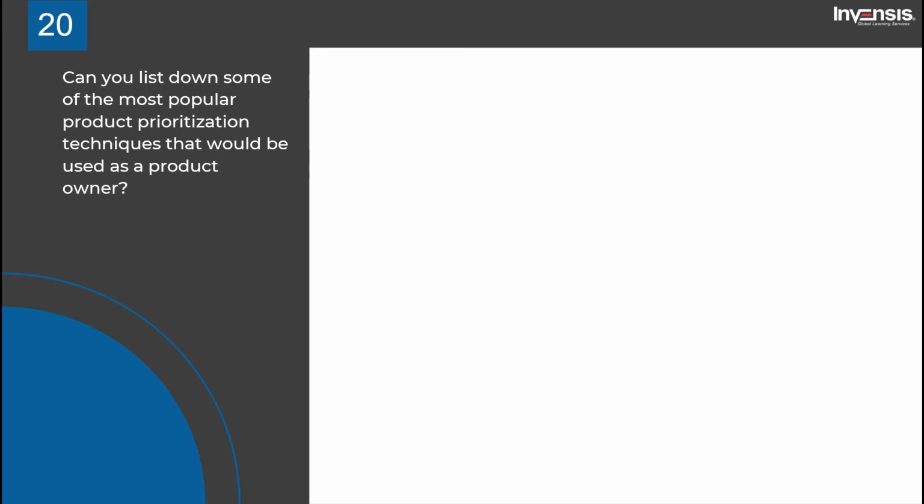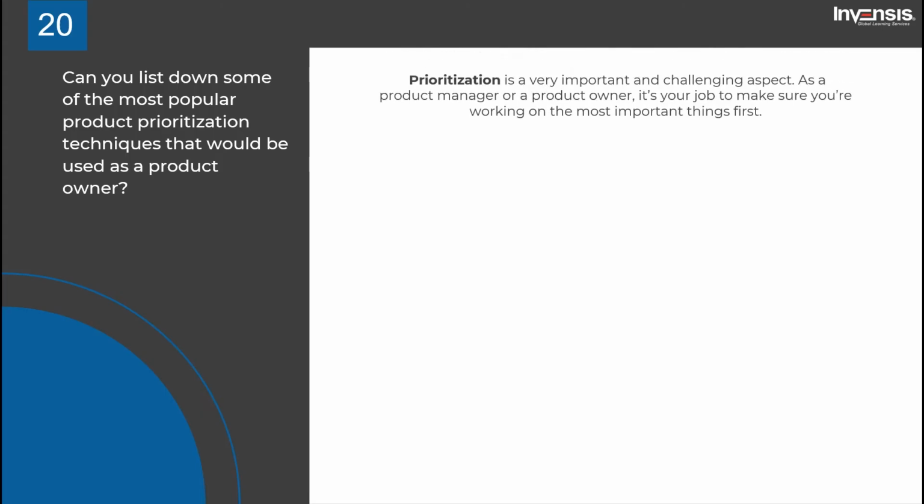Can you list down some of the most popular product prioritization techniques that would be used as a product owner? In product management, prioritization is a very important and challenging aspect. The reality of building products is that you can never get everything done, priorities shift, resources are reallocated, funding is scarce. As a product manager or a product owner, it's your job to make sure you're working on the most important things first. That is, you need to prioritize your features, and there are many ways to do so.